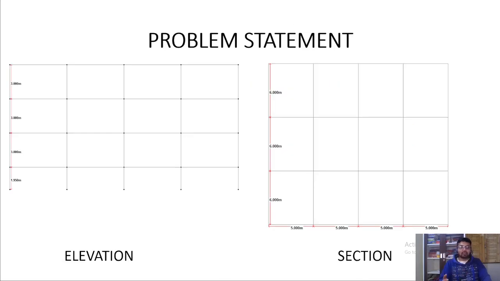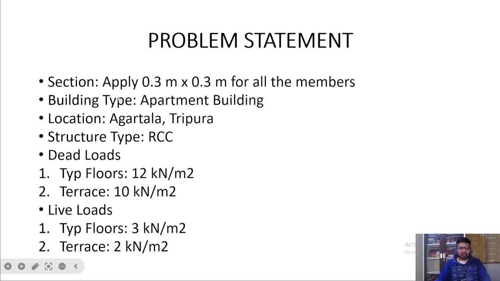Okay, so now moving on to the problem statement. We'll understand every concept in detail. This is the problem statement: we have a 3-story building, and the story height is 3 meters, as you can see. The bottom story height is 1.9 meters, and the spans are 5 meters and 5 meters in one direction and 6 meters in the other. You can see the elevation and section here, which is pretty simple. For section properties, we will apply 300 mm by 300 mm for all the members. This will be an apartment building located in Agartala, Tripura, and this location will be used later for the seismic zone. The building type will be RCC.